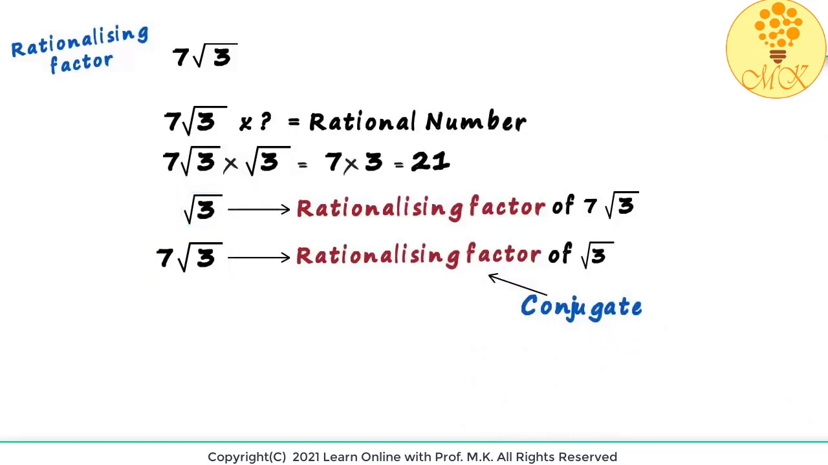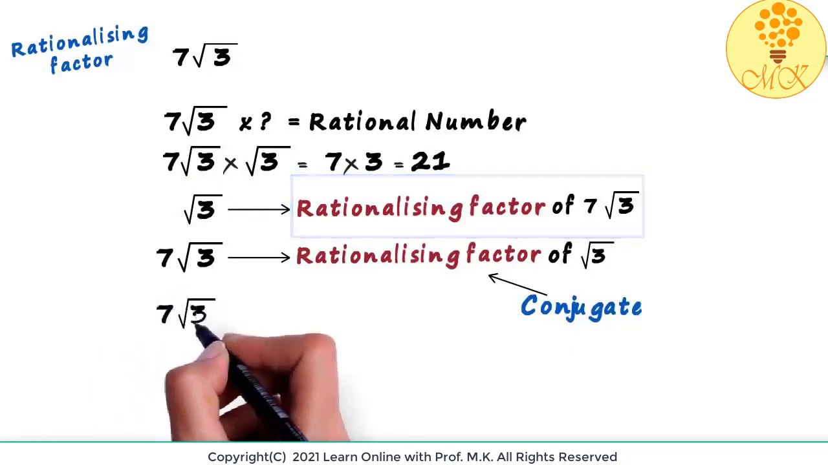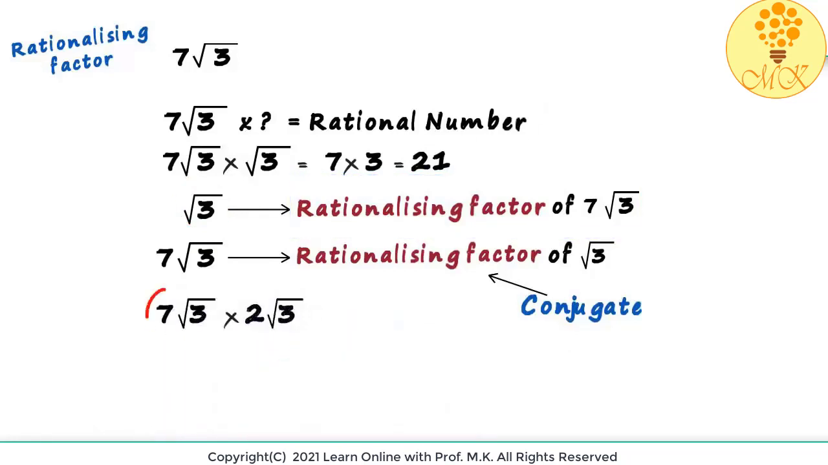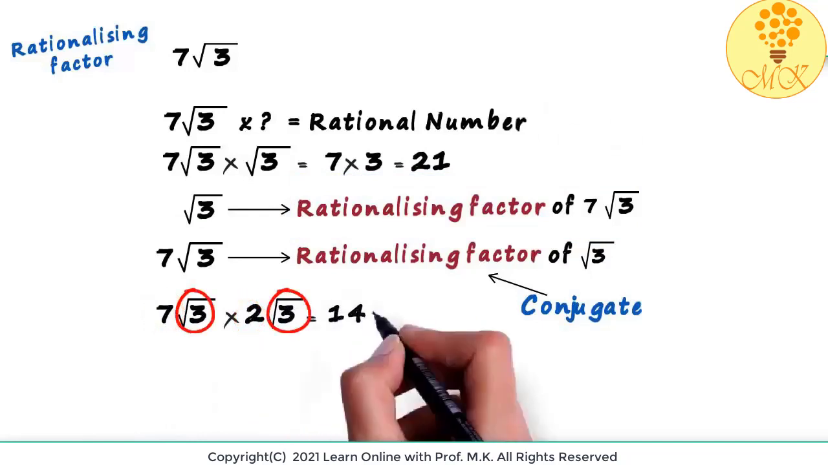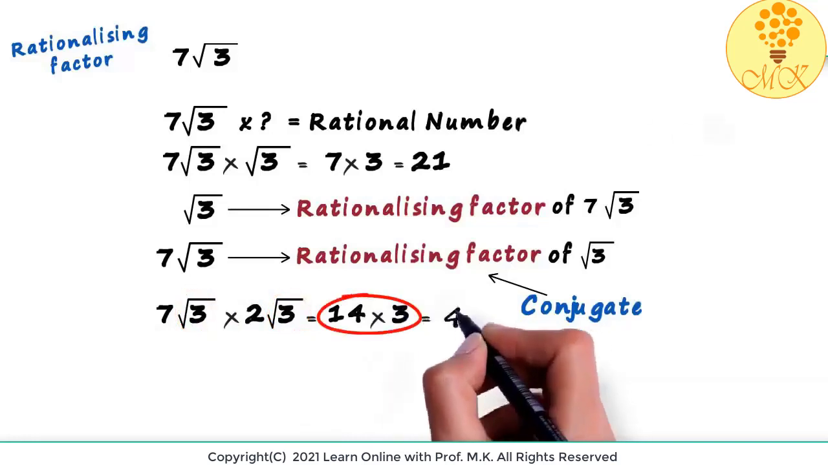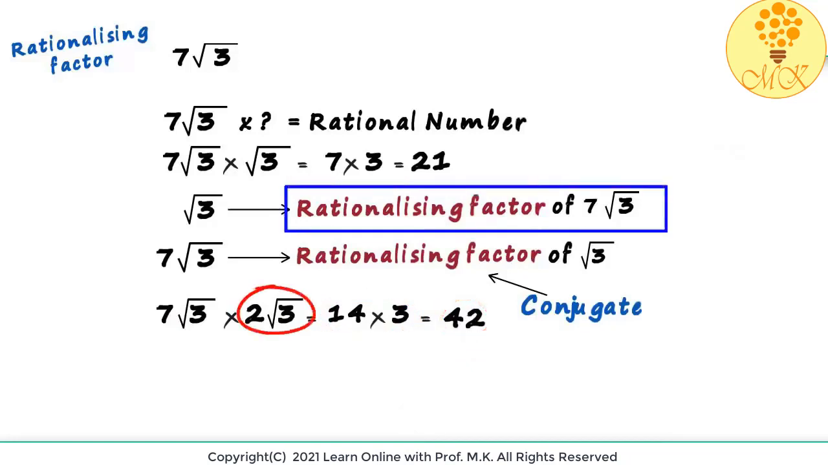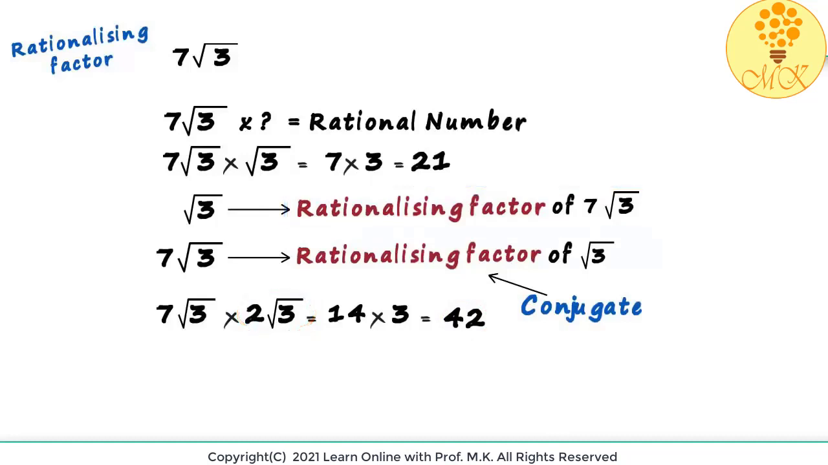Is the rationalizing factor of a number unique? Is root 3 the only rationalizing factor of 7 root 3? Let's try multiplying 7 root 3 with 2 root 3. 7 multiplied by 2 is 14 and root 3 multiplied by root 3 equals 3. This will equal 14 multiplied by 3, which equals 42. 42 is a rational number. So we can say that 2 root 3 is indeed a rationalizing factor of 7 root 3. We have found 2 rationalizing factors of 7 root 3, which proves that a rationalizing factor of a number is not unique.